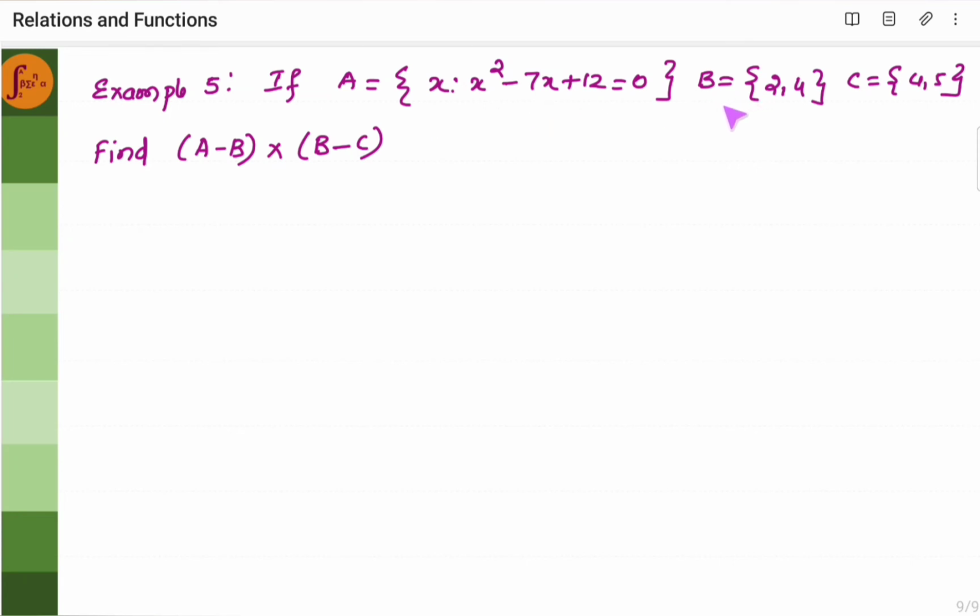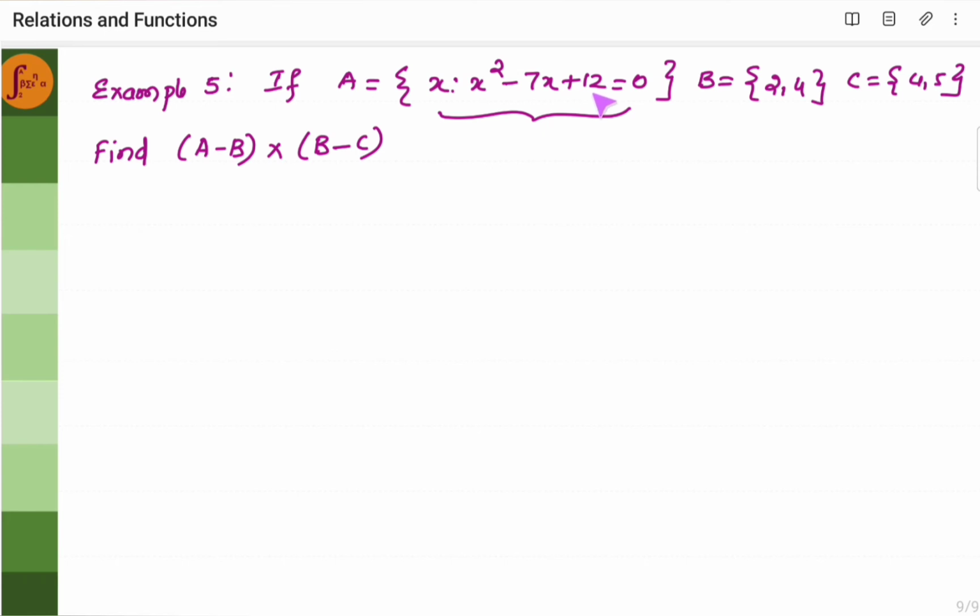Let's take the fifth example. Set A is given, set B, set C is given. Find A minus B into B minus C. Now here this is tricky. Set A is not given, but the expression is given. Set A is not complete. An expression is given. We have to find the elements of this particular set A.